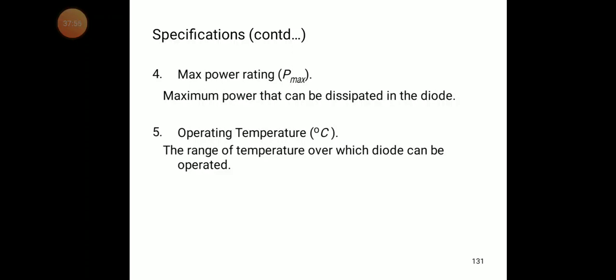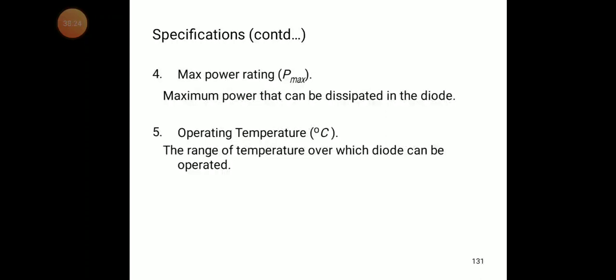What is the meaning of maximum power rating? It means the maximum power that can be dissipated in the diode. This is called the maximum power rating. Operating temperature. At what temperature it is operated is also important.